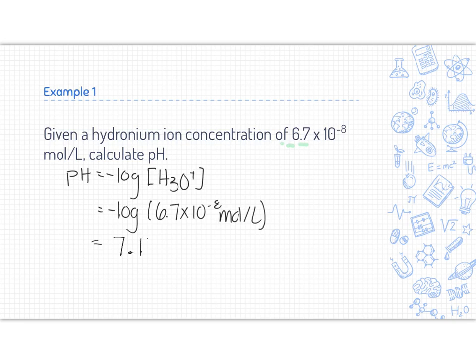The pH is 7.17. Again, this 7 is not a significant digit. It is only the decimal places here.